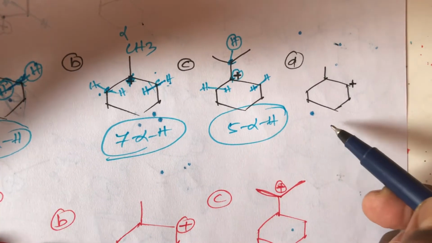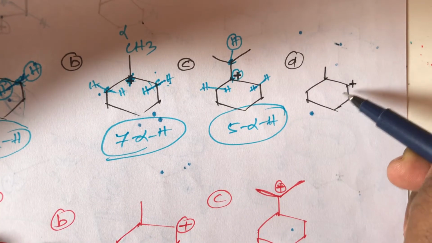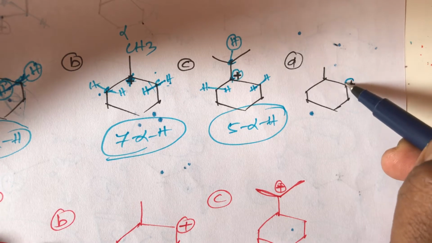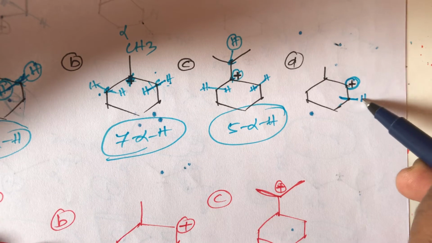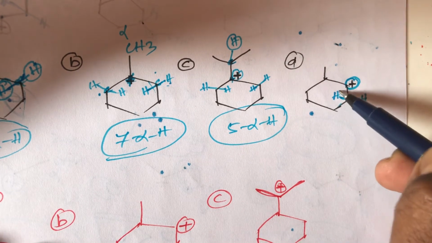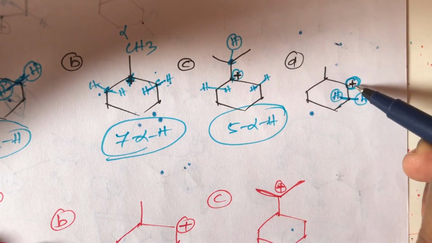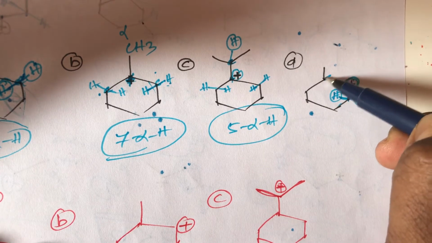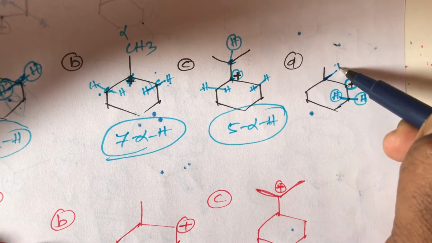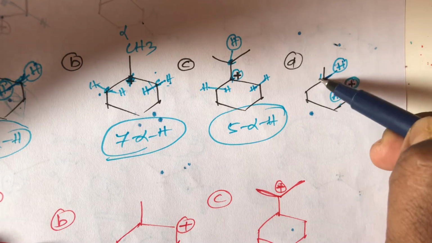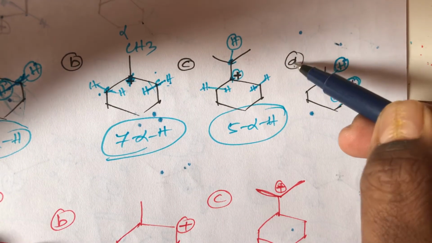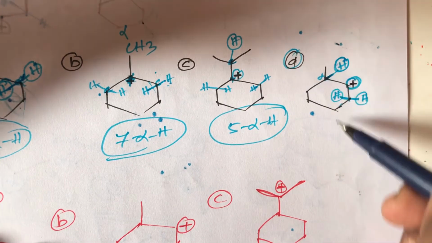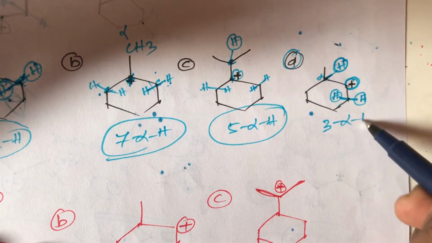What about the D compound? How many alpha hydrogens are there? This is a secondary carbocation. Beside it is an alpha carbon with 2 alpha hydrogens, and beside that is a tertiary carbon with only one alpha hydrogen. This is also an alpha carbon with only one alpha hydrogen. So in D only 3 alpha hydrogens are present.